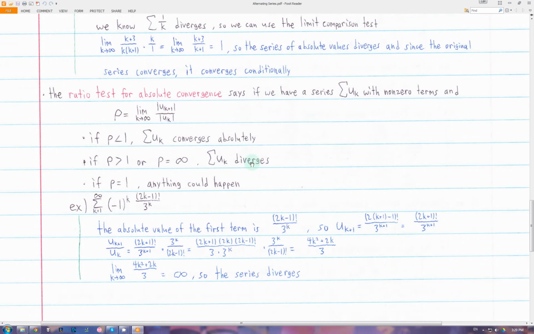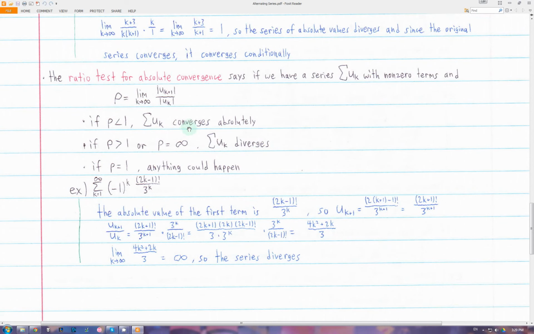And we also have a ratio test with absolute values. So just like the normal ratio test, if we take the ratio of consecutive terms and the limit of that as k approaches infinity, if the limit is less than 1, then this converges absolutely, and therefore converges normally too. And p greater than 1 means the series diverges. And if p equals 1, the test is inconclusive.